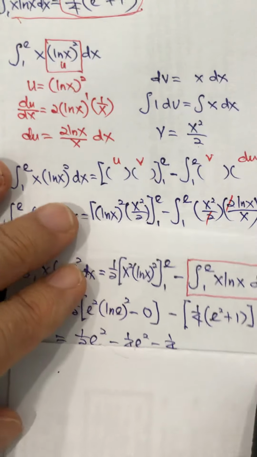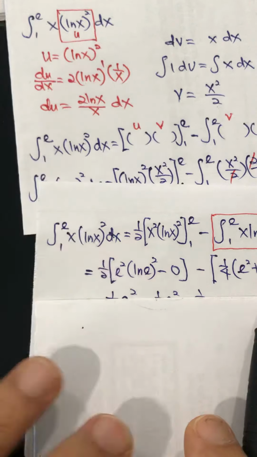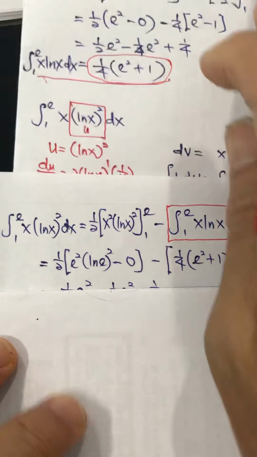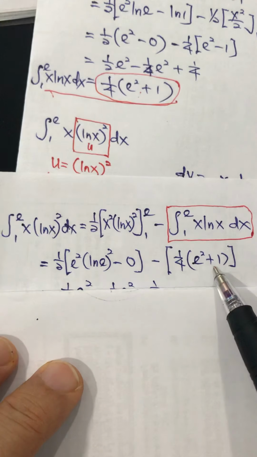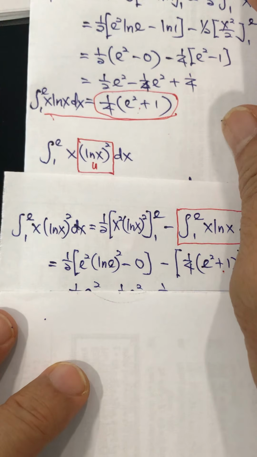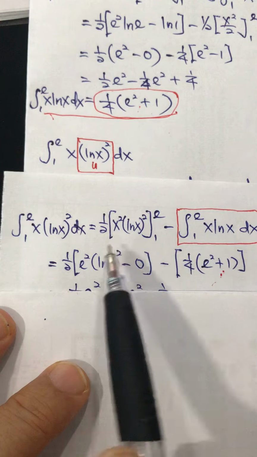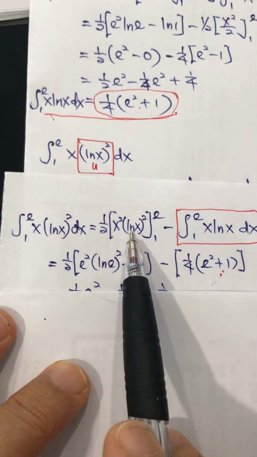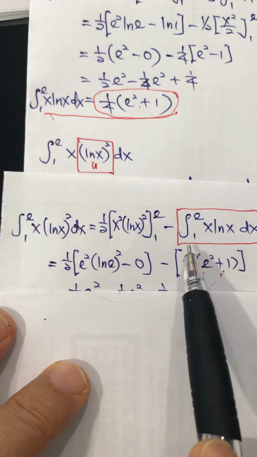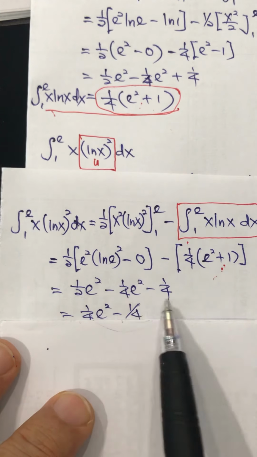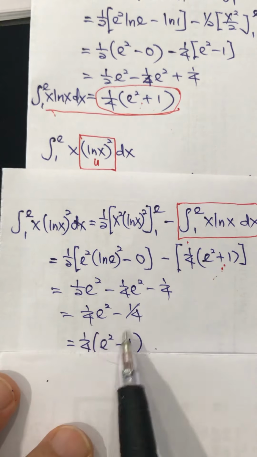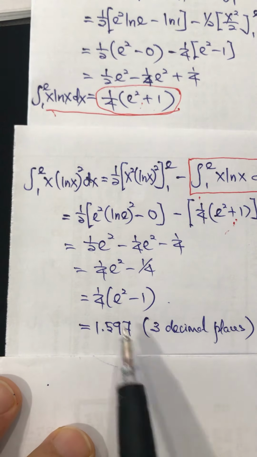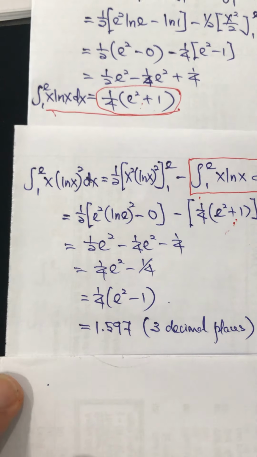That's why I substituted the value here, and then here what I do, I bring down the value from here, I put it here, isn't it? And then here I get half e square ln e is 1, and then ln 1 is 0, that's why I get 0. Therefore you get half e square like this. Okay, this one, that's why you get this finally. And then you are asked to find 3 decimal places, use the calculator, you get this answer. Okay.